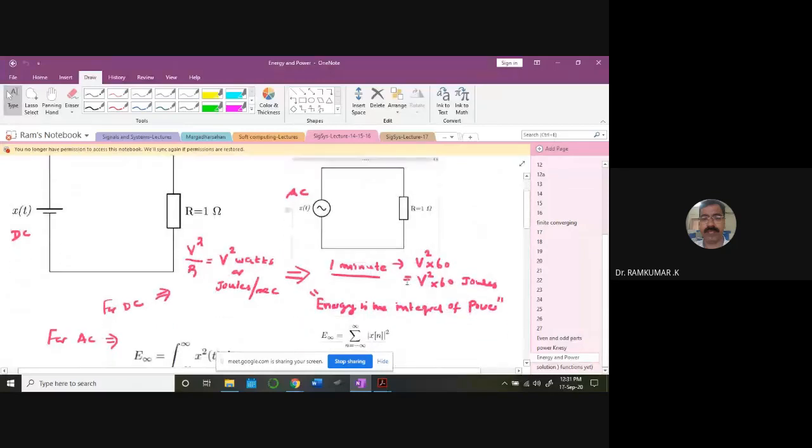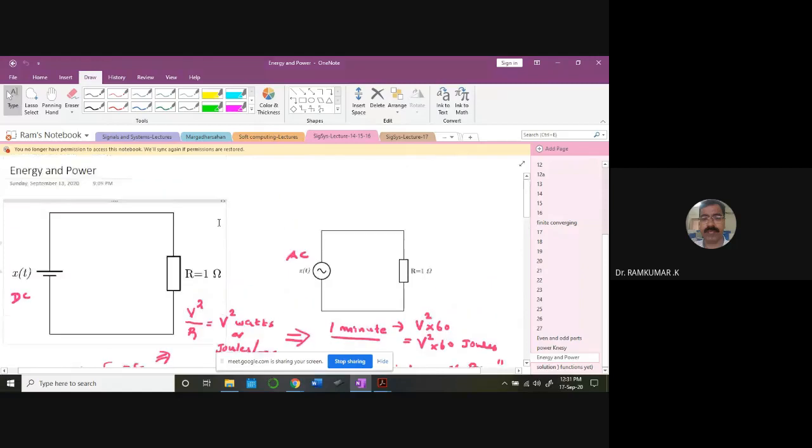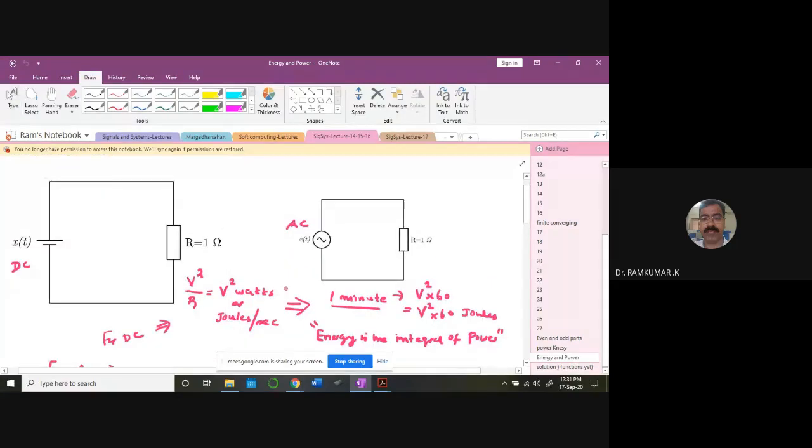Look at this. There is a DC supply, with R equal to 1 ohm. What's the power? Power is the power through the resistance. The power required to move the charge in this case is V square by R. Power is equal to voltage times current, as you have learned, so you can write V square by R. That is joules per second, as we learned.